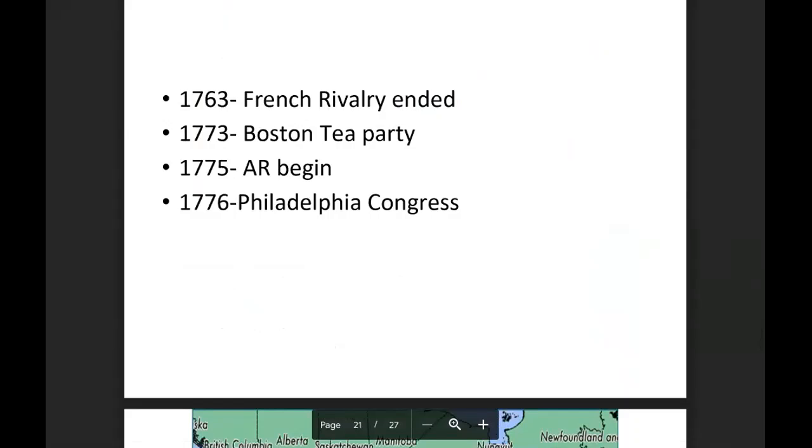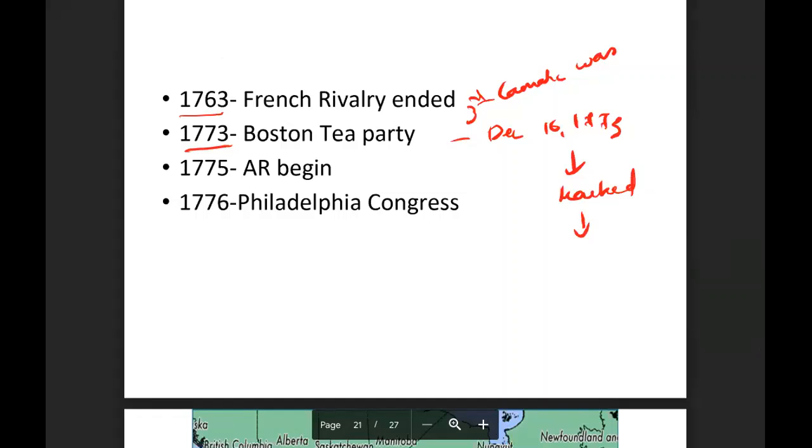Now, French rivalry ended, we know, in 1763. French rivalry ended by the Third Carnatic War. And the Boston Tea Party happened on December 16, 1773. This marked the start of the American Revolution. Then the American Revolution initially began in 1775 because of the invasion of the army.